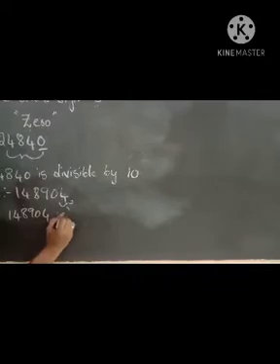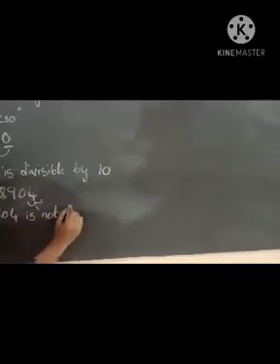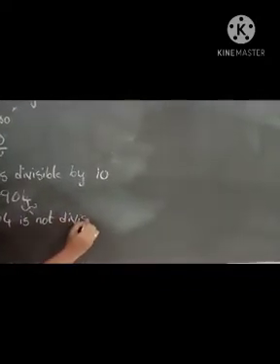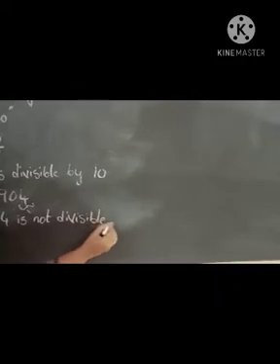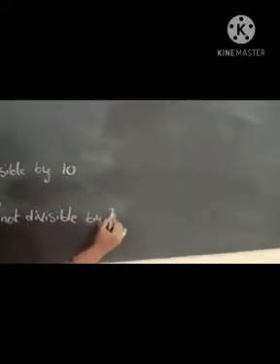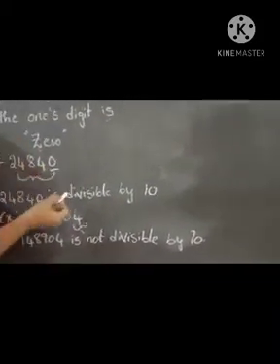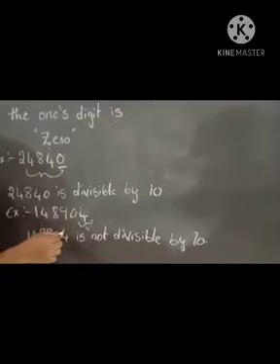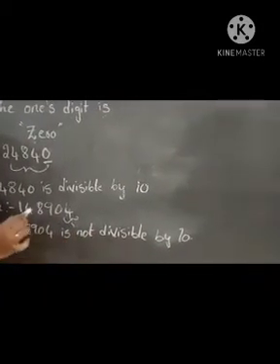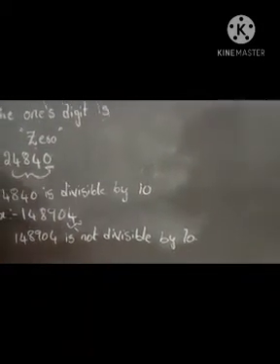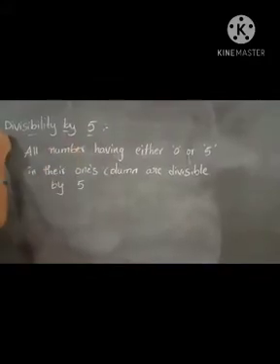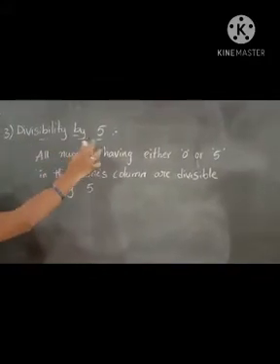148904 is not divisible by 10. Okay, children, did you understand? Only if in ones place 0 is there, then the number is divisible by 10. Otherwise, the number is not divisible by 10. Okay? Next, the third one is divisibility by 5.